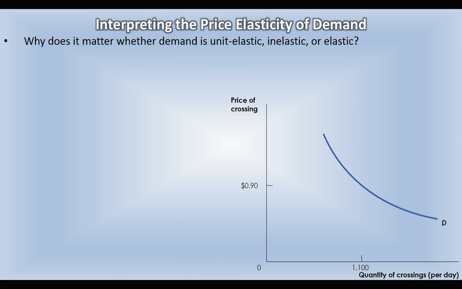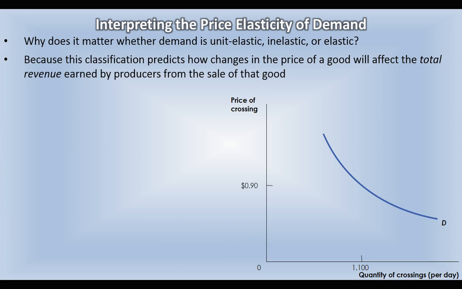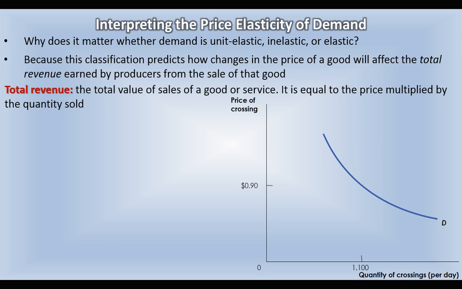So why does it matter? Why does it matter whether demand is unit elastic, inelastic, or elastic? Because this classification predicts how changes in the price of a good will affect the total revenue earned by producers from the sale of that good. Total revenue is equal to the total value of sales of a good or service. It's equal to the price of something multiplied by the quantity sold, right? Price times quantity equals revenue. So again, total revenue equals price times quantity.